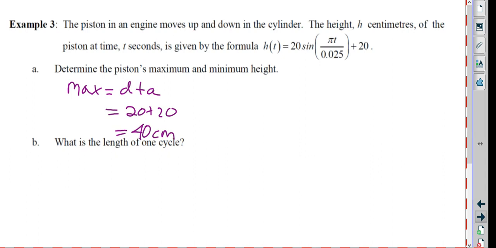Like, who wrote this question? It goes from 0 to 40. You know any engines that are this big? Like the cylinder is like this. Right? Like that's 40 centimeters. Like, I don't think so, right?